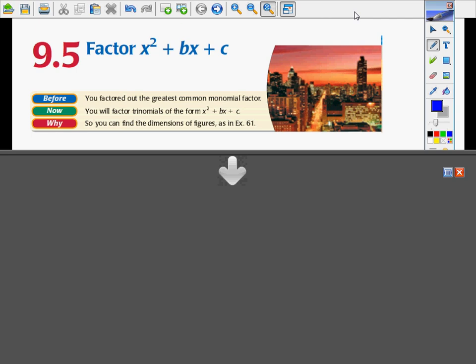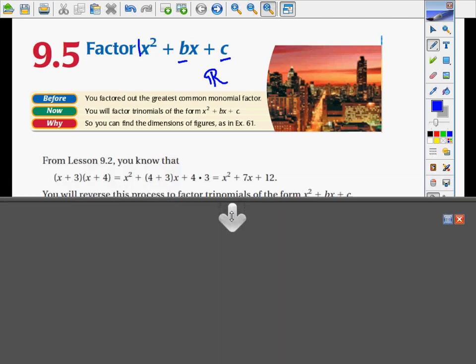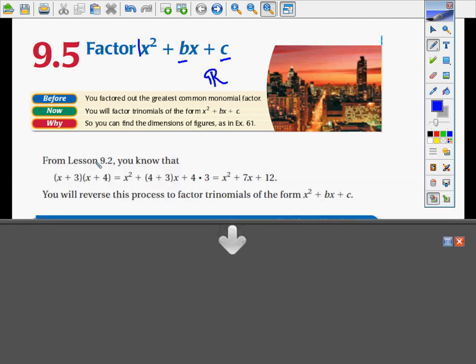The leading coefficient of this is always going to be a 1 because it's a 1x squared plus bx plus c. B and c are real numbers. And this is kind of cool, what ends up happening on how you factor these. So first let's look back at lesson 9.2.